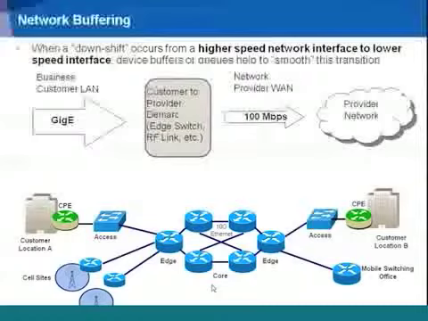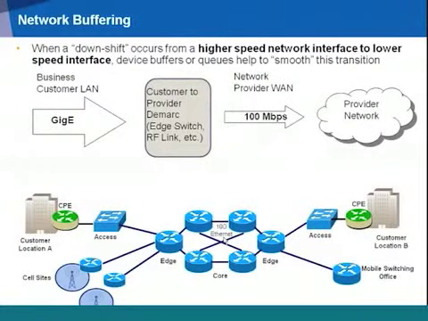Now, looking in the core of the network here, that's really not a point of concern for bursty traffic, because if you're connecting 10 gig to 10 gig, for example, there's no downshift in speed, and so that wouldn't be a likely point of a burst problem. So keep that in mind.